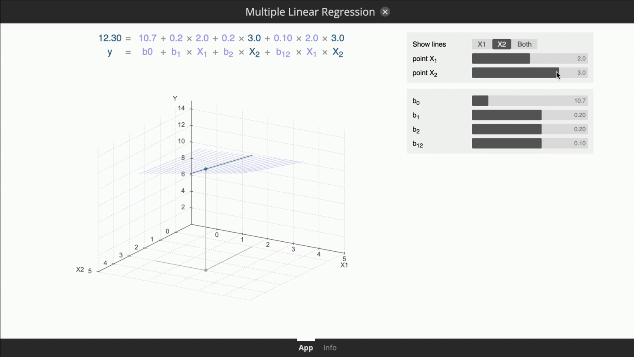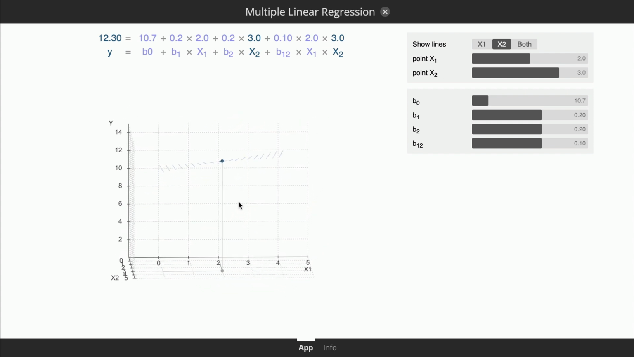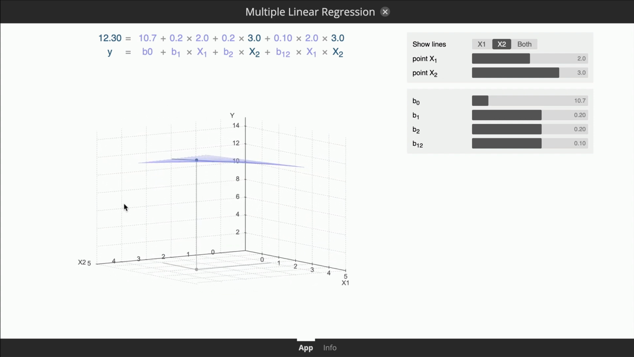Let's check it. So I increase from 3 to 4, and then you can see indeed we have 12.7. So an increase of 0.4, right? So let me go back. And then you can see this is 12.3. So the difference is 0.4. Okay. So this is exactly what interaction is. How can you see the interaction? You can see that our plane is not a plane anymore, right? It's a kind of a surface.